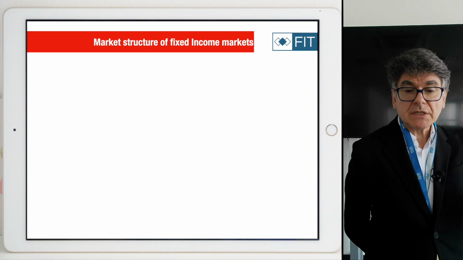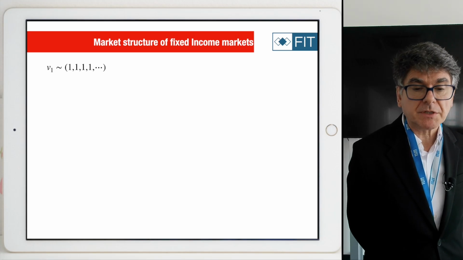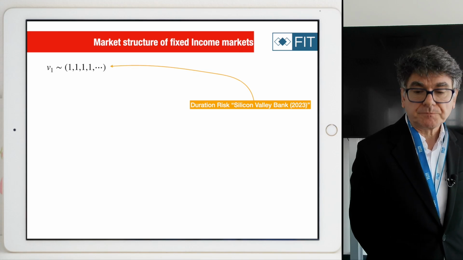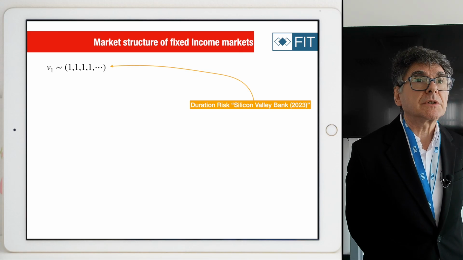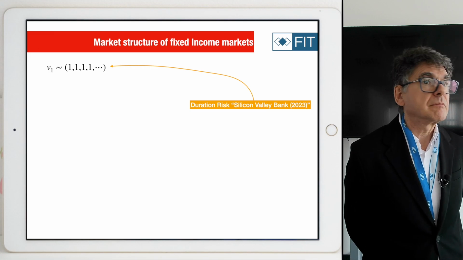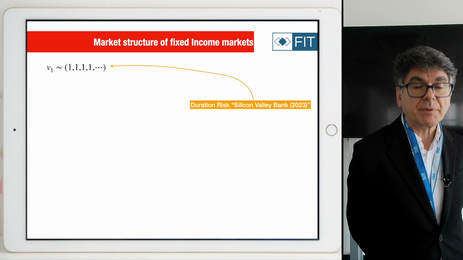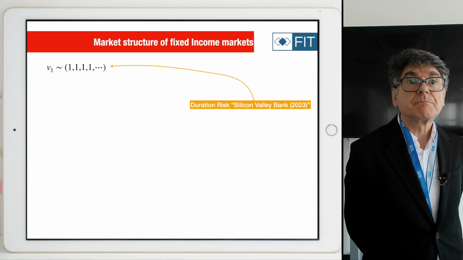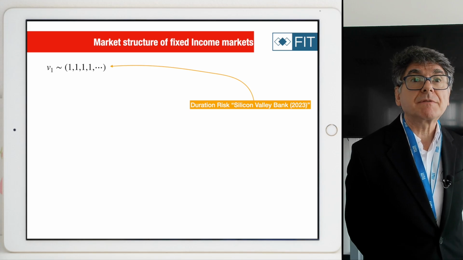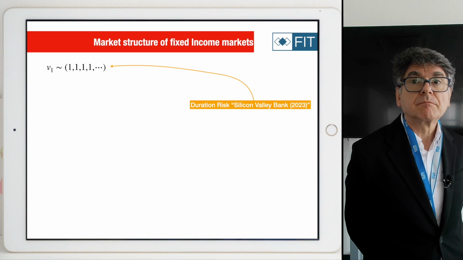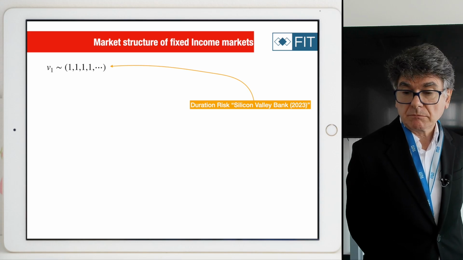Okay. So this allows me to find the market structure of the fixed income markets. That's called the duration risk. And this is what, by the way, killed Silicon Valley Bank in 2023. That's the main risk factor, the parallel shift. You see, all rates move at the same rate. That's the main risk factor, the one that happens 55% of the time or more, 60% of the time. And that factor killed Silicon Valley Bank.